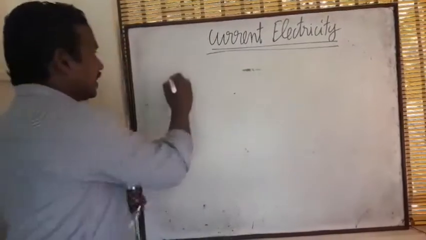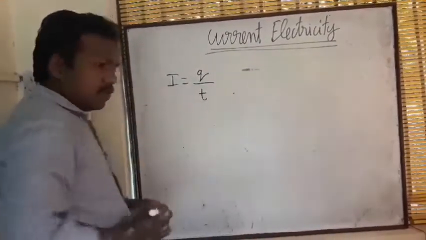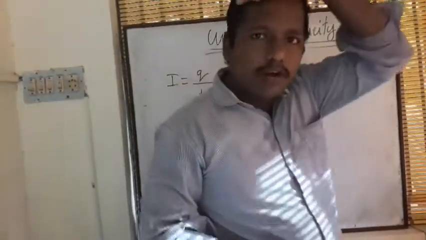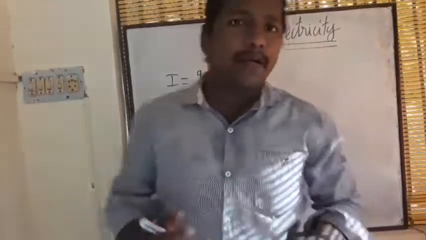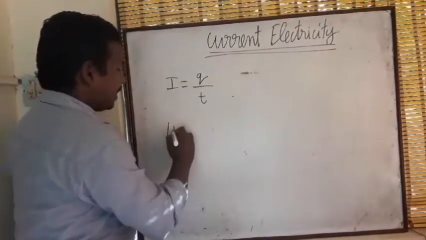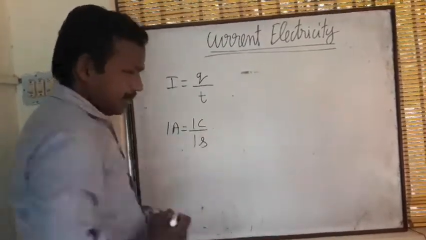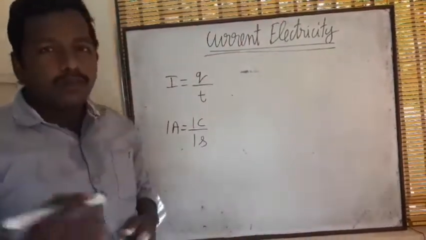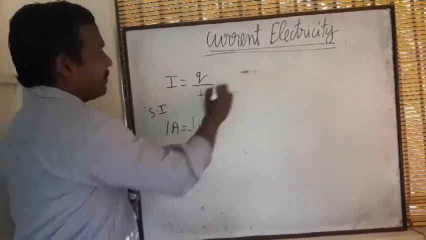Current is equal to the rate of flow of charge. Define current: current is defined as the rate of flow of charge. Define 1 ampere: 1 ampere is equal to 1 coulomb per 1 second. The SI unit of current is ampere.